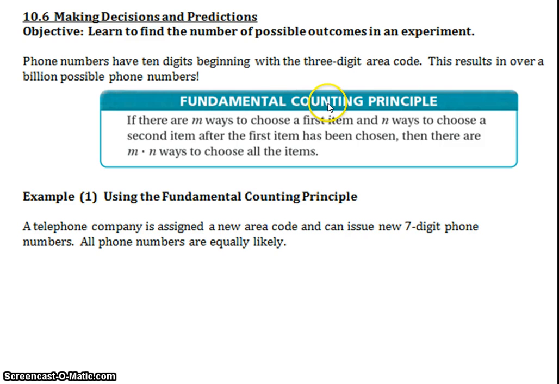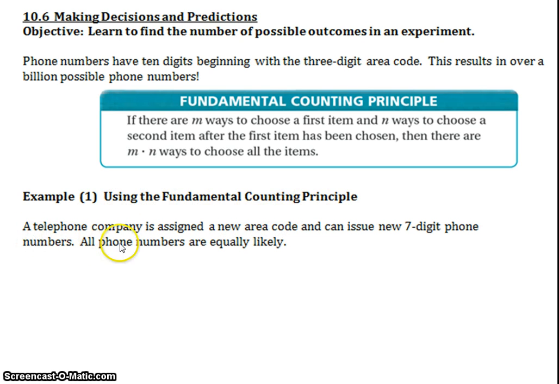The fundamental counting principle. If there are m ways to choose the first item and n ways to choose the second item after the first one has been chosen, then there are m times n ways to choose all items. Using the fundamental counting principle.